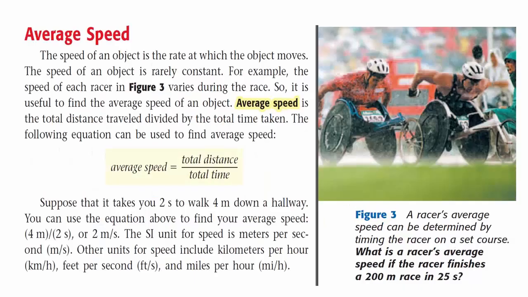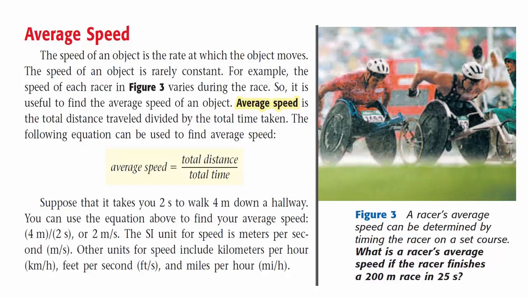Average speed. The speed of an object is the rate at which the object moves. The speed of an object is rarely constant. For example, the speed of each racer in Figure 3 varies during the race. So, it is useful to find the average speed of an object. Average speed is the total distance traveled divided by the total time taken. The following equation can be used to find average speed. Average speed equals total distance divided by total time.